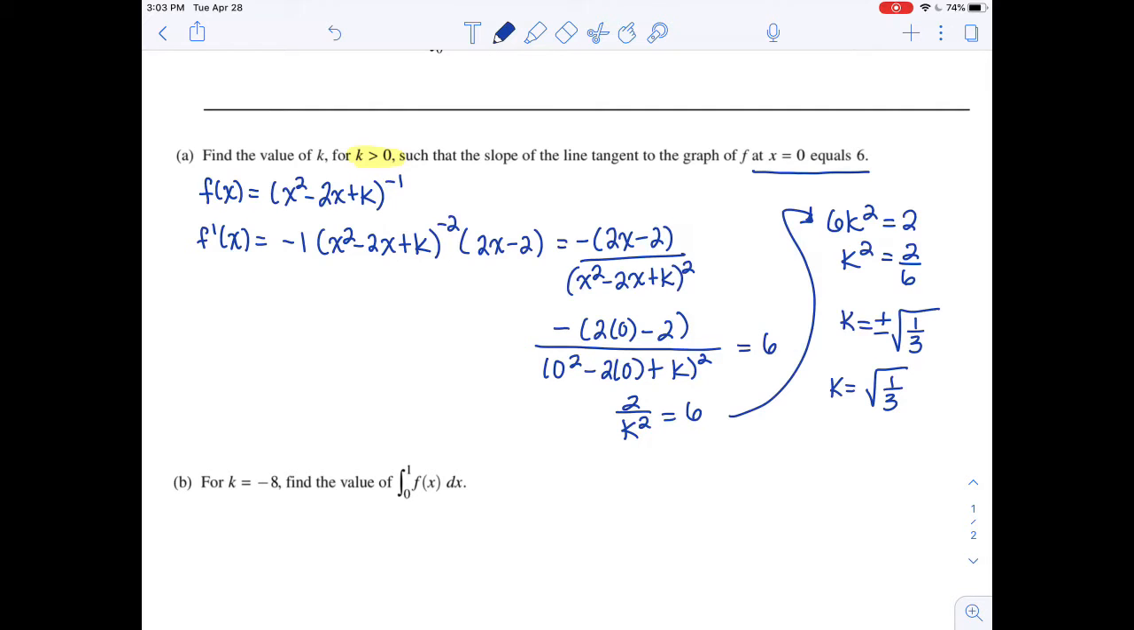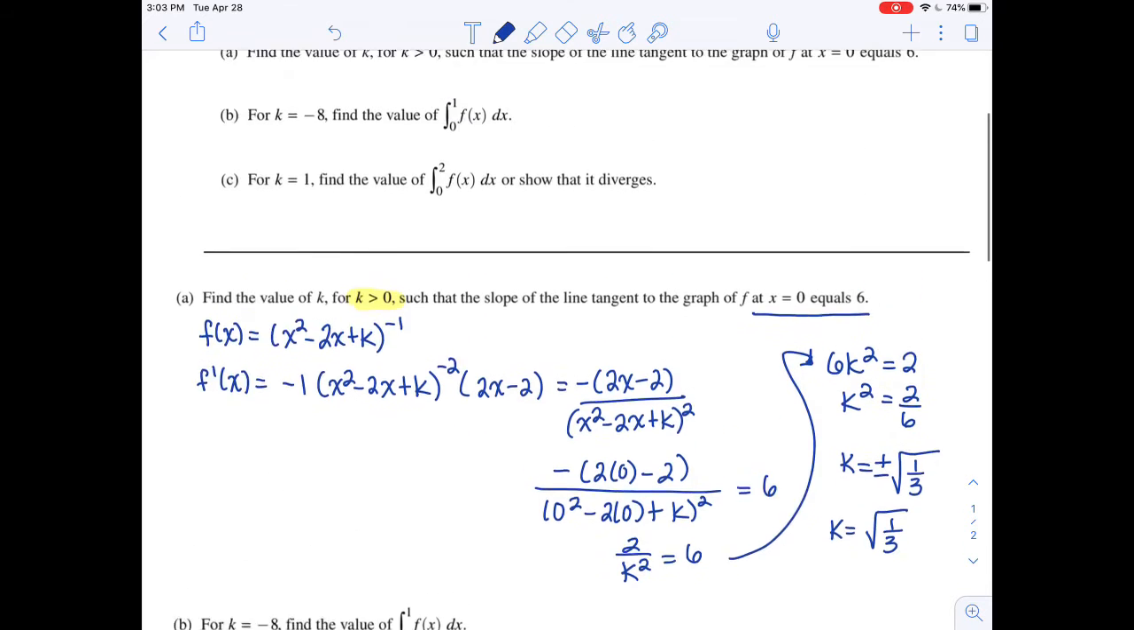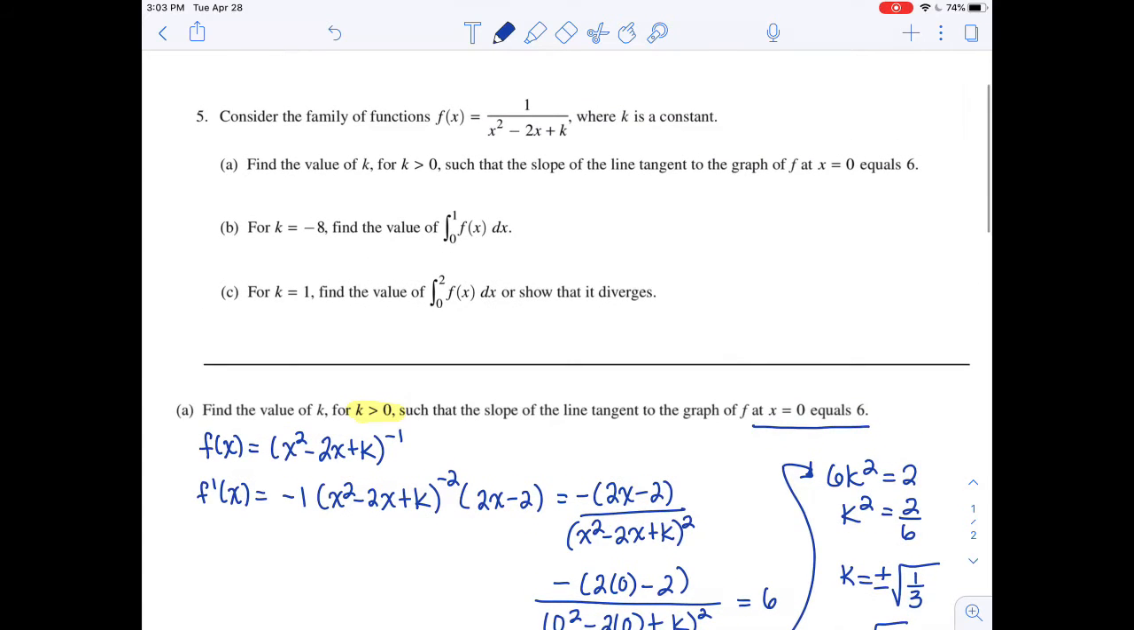Okay, so now we're not going to be using the answer for k in part A. That was just part A. We're still going to be using the same original f of x expression, but now we're going to be using it in a different way.